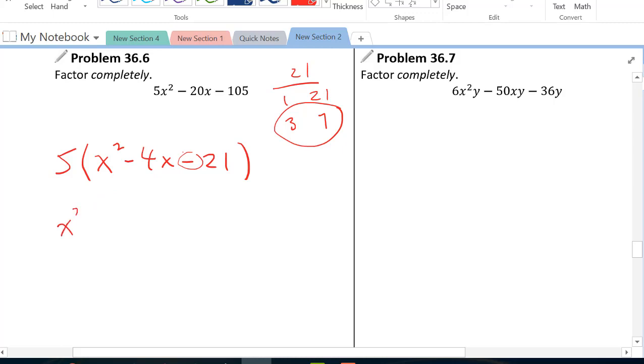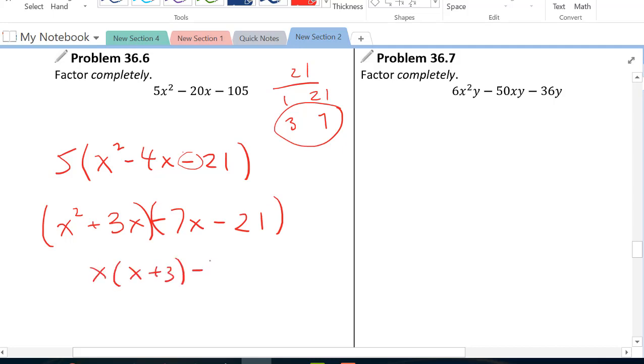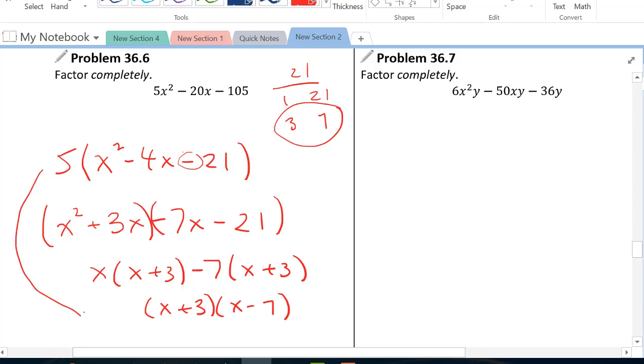So what do we do? I rewrite the first term, x squared. How do I make a negative 4? It must be a plus 3x and a minus 7x, and then minus 21. Group factor. What can I factor from the first two? I can pull out an x, that's x plus 3. What can I factor from the next two? I can pull out negative 7, that is x plus 3, right? You should be able to do this by now. I get x plus 3 left over, and then x minus 7. Don't forget about your friend, 5. And there you go.